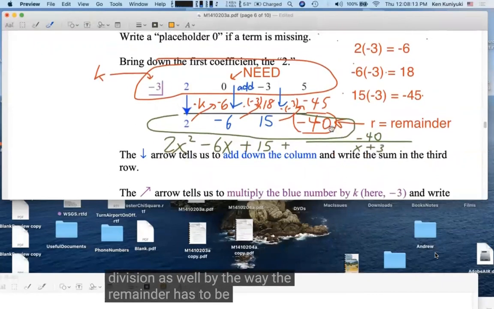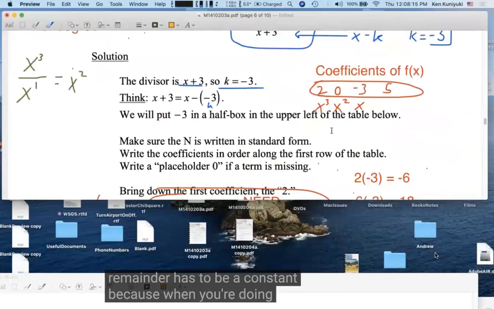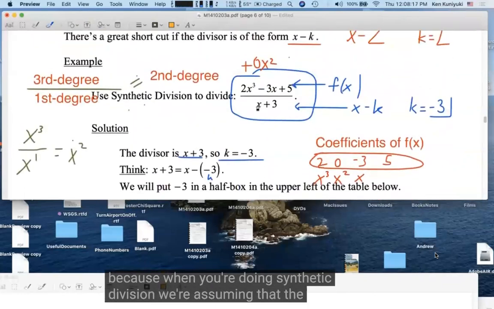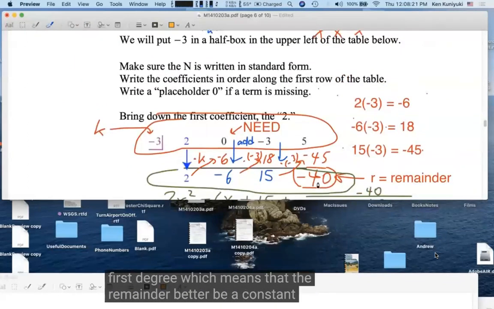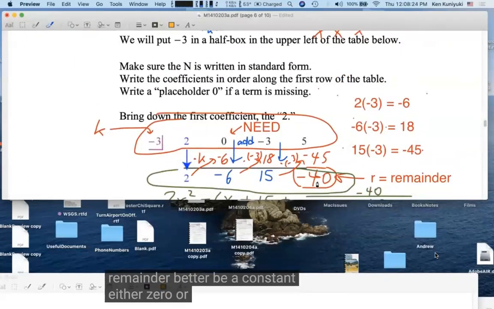By the way, the remainder has to be a constant because when you're doing synthetic division, we're assuming that the divisor is linear, first degree, which means that the remainder better be a constant, either 0 or something with degree 0.